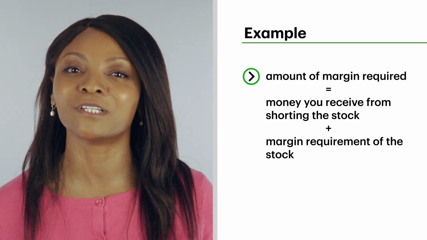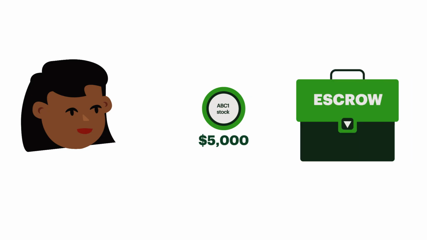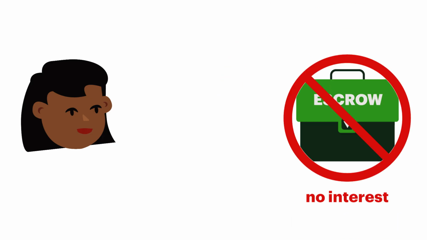Yeah, it's a mouthful, isn't it? Let's break this down. If you short $5,000 of stock, the $5,000 doesn't immediately become yours. In fact, the $5,000 acts as collateral against the shares that you borrowed, and it's held in escrow until you close your short position. You also wouldn't earn any interest on this cash. Even still, you need to put up some of your own capital as collateral as well.